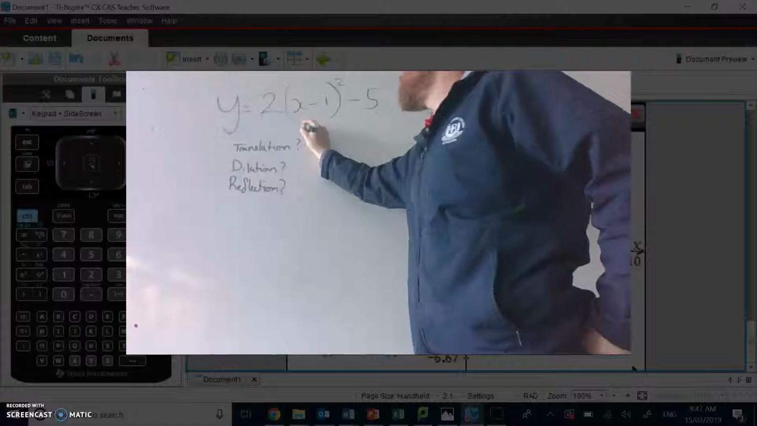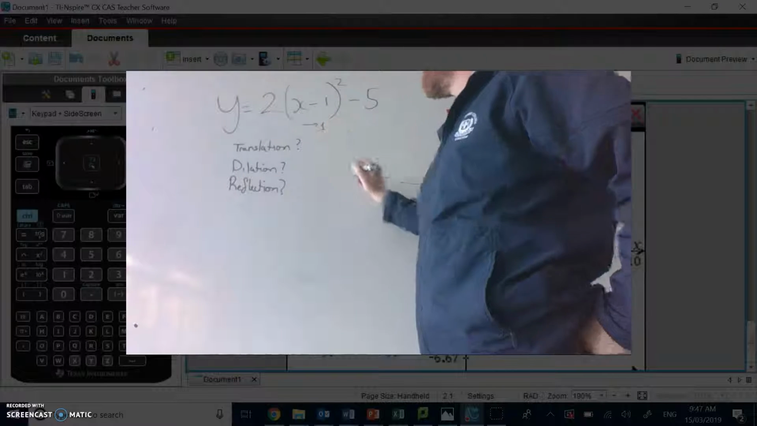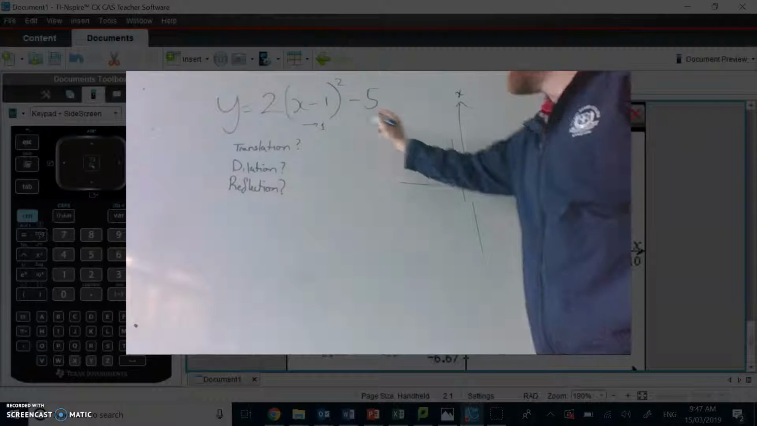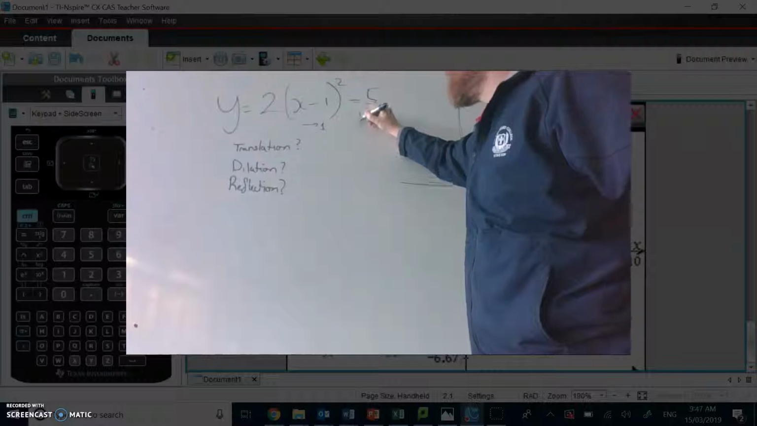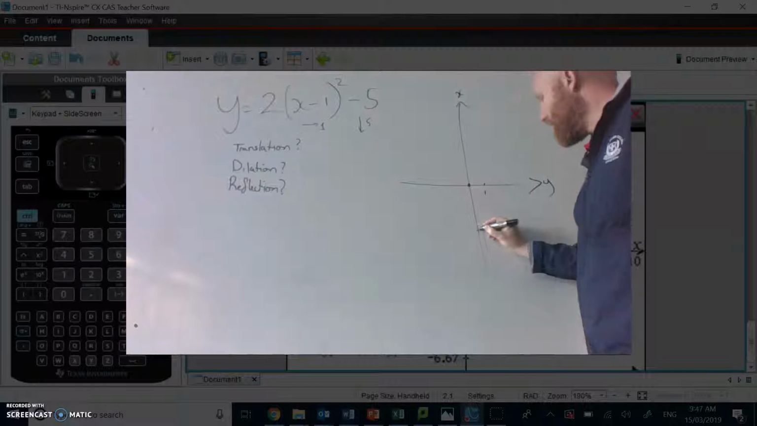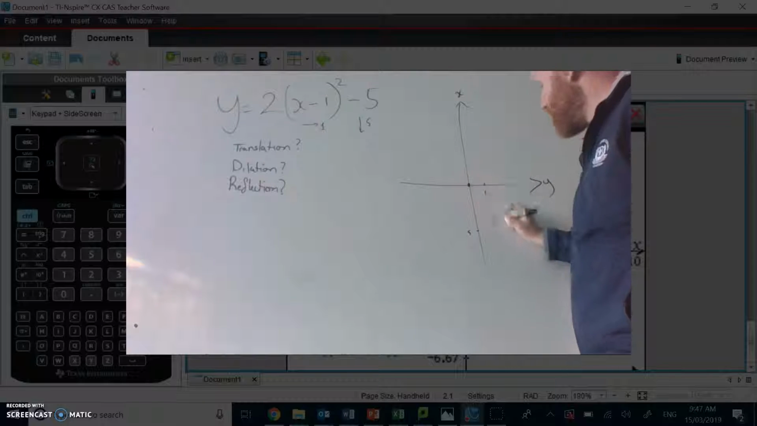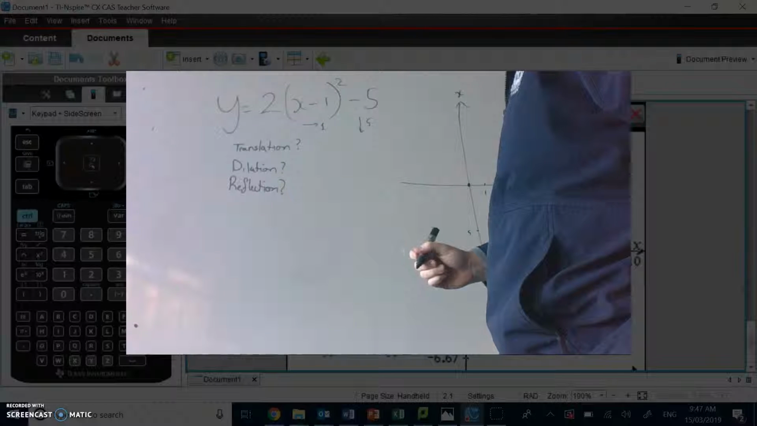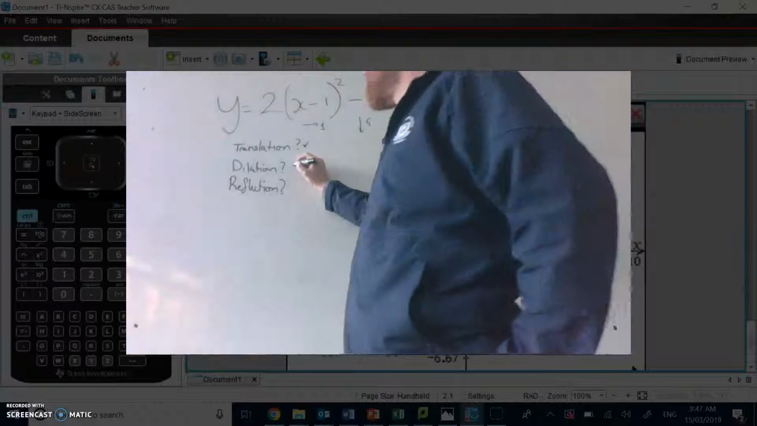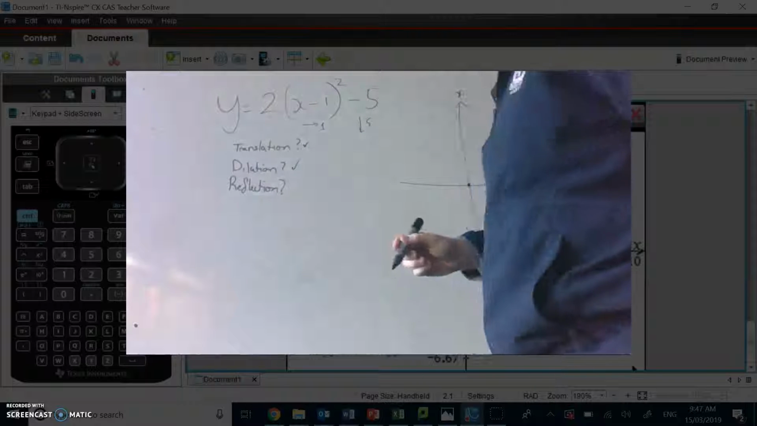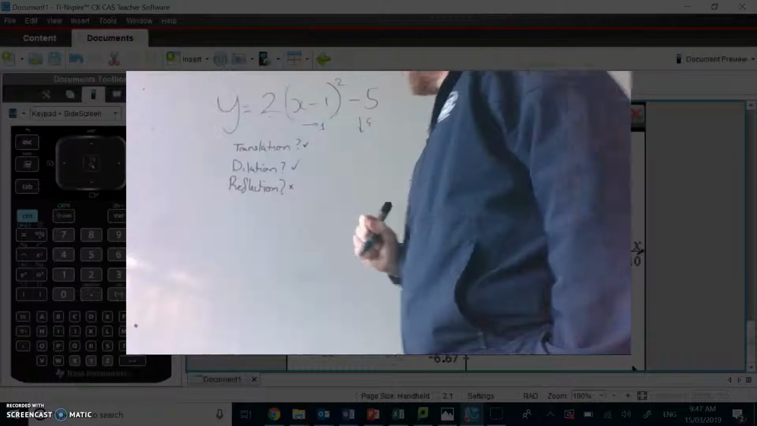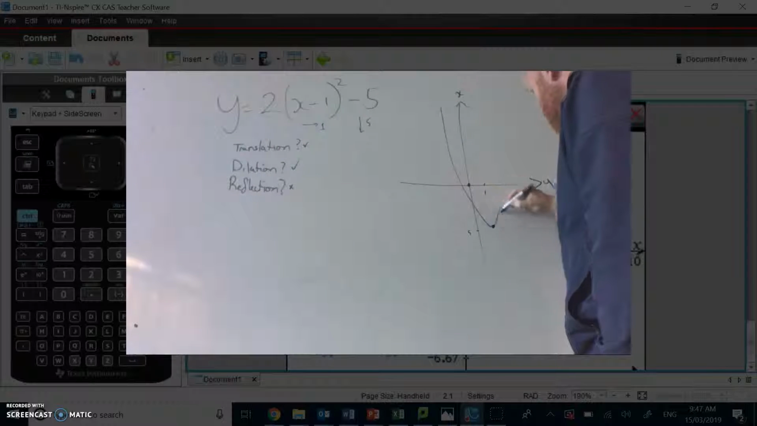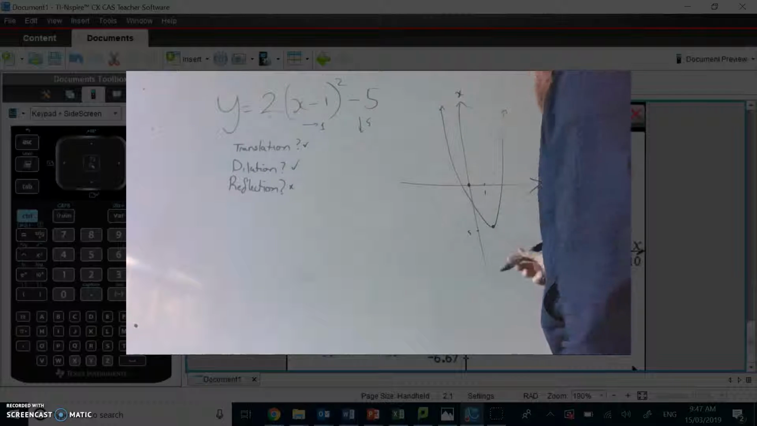The -1 means we're going in the positive direction by 1. So where our turning point was there, it's now going to be over here at 1. We've got a -5, which means we're going down by 5, which is taking us down here to 5. So the turning point is going to be at 1,5. We get that straight out of the formula. So we've got translation. Do we have a dilation? Yes, we do. So this is going to be taller and skinnier, but we don't have a reflection in this situation. So we've got quite a tall, skinny parabola like that.